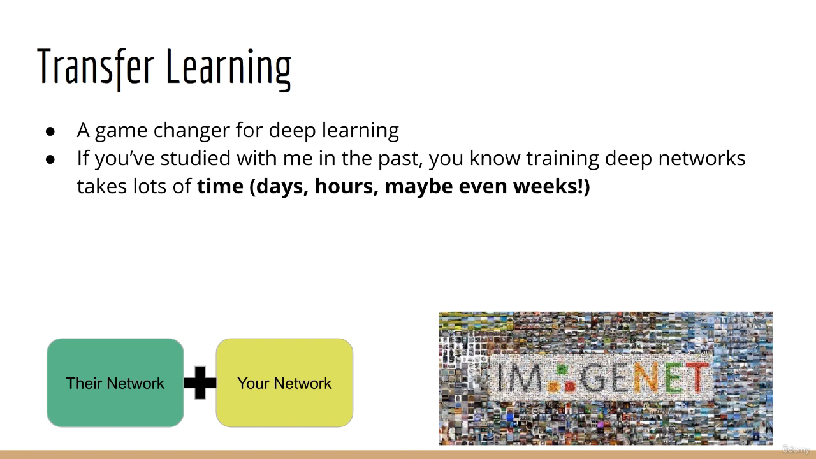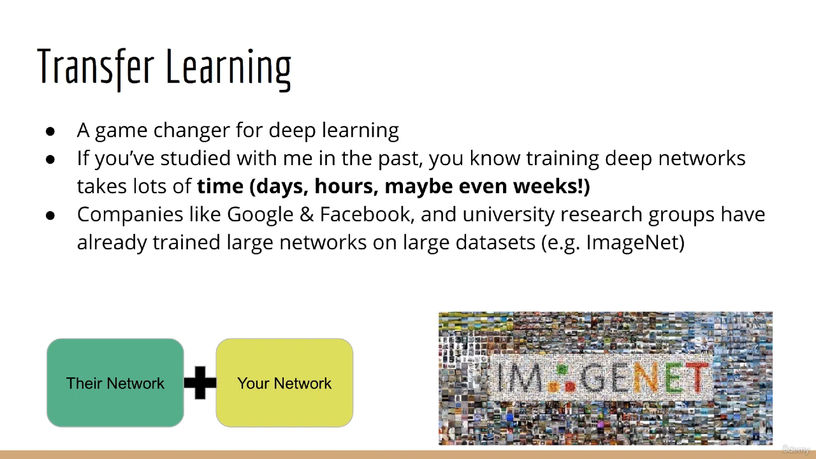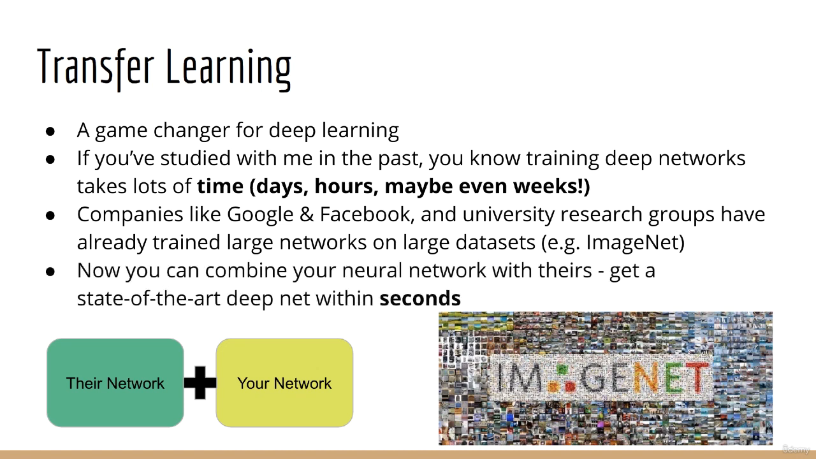The idea is, companies like Google or Facebook or university research groups will train large neural networks on humongous datasets, such as ImageNet, which contains over 1 million images. That's not the kind of thing you can feasibly do on your home computer. Using transfer learning, what we can do is take just a part of their neural network and combine it with our own neural network designed for a specific task that we want to do. Results have shown that this is an easy, and more importantly fast method of building state-of-the-art deep learning models. In just a few seconds, you can integrate the power of bleeding-edge neural networks into your own applications.